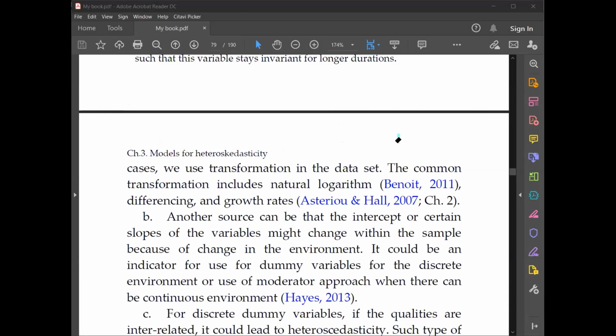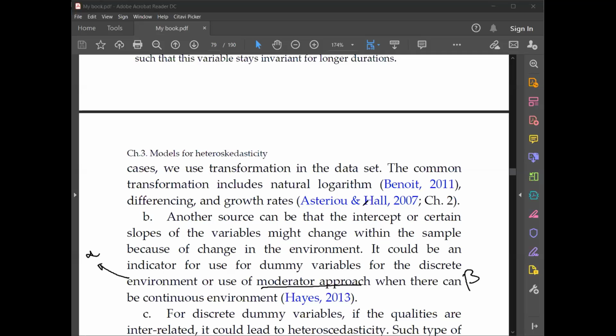Okay. So the second point is that the heteroskedasticity could also come from another source, that can be the intercept or certain slope of the variable that might change within the sample. This is the example that I did for the banks earlier, that your subsample might have different slope or different intercept value. It might happen because of the change in environment. It could be an indicator for the use of a dummy variable for intercepts, or a moderator approach for slopes.